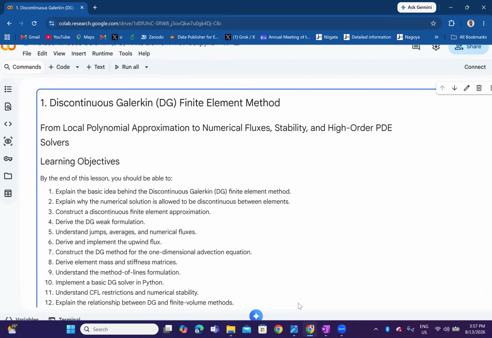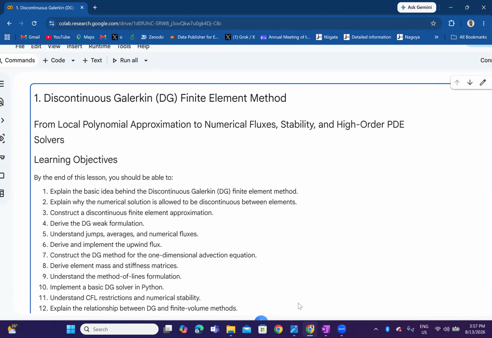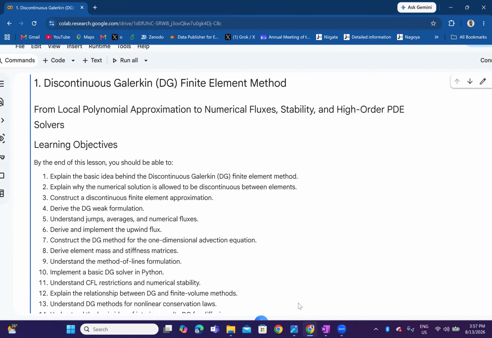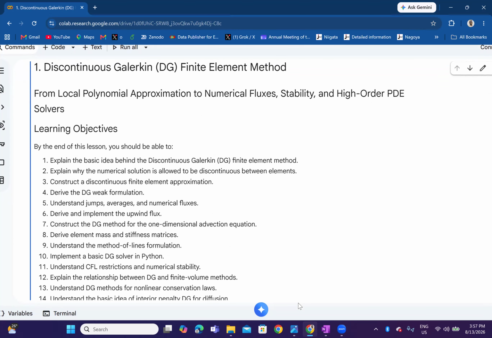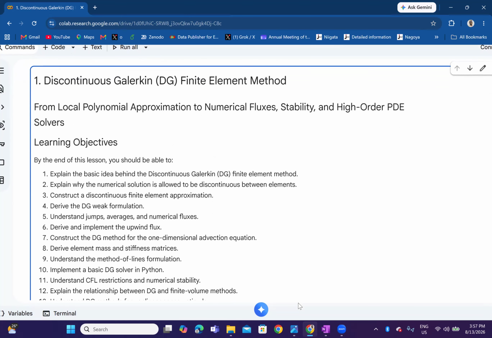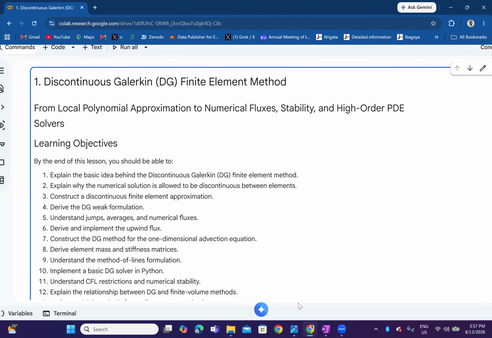Discontinuous Galerkin finite element method. I remember I've treated the finite element method, finite volume method, and all of this under numerical analysis on the path for partial differential equations. So I remember doing that in the past. Here, let's look at the discontinuous Galerkin finite element method. If you want a topic for that, it'll be something like from local polynomial approximation to numerical fluxes, stability, and high order PDE solvers.